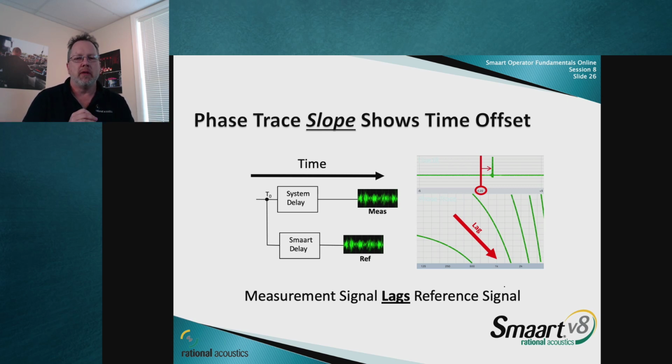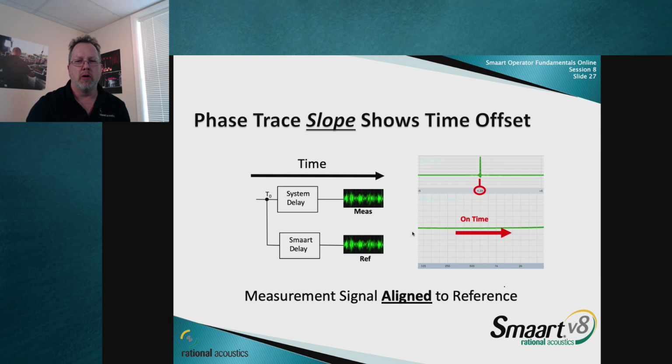The information you're looking for timing is in the slope, the rate of change of the phase trace. If the phase trace is trending downward from left to right, what that means is the energy of the measurement signal is lagging behind the reference signal. You can see that in the live IR here too. In the live IR measurement, the center of the screen represents the arrival of the reference signal. Whatever delay time you're using for the reference signal is going to show up right here in the center. And in this case, the measurement signal's energy is arriving after.